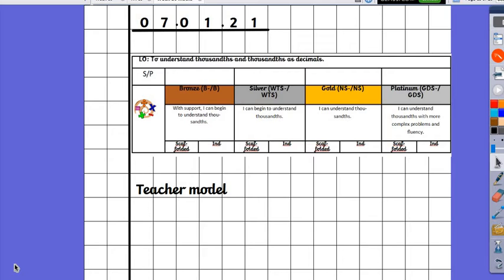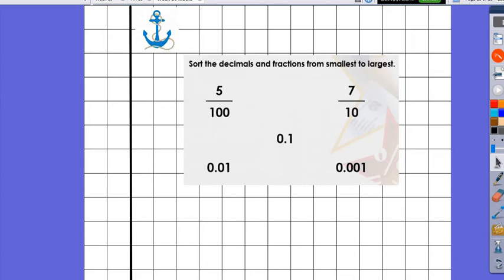So 7th of January today, and today we're understanding thousandths as decimals. So moving through, we'll have a look. Our anchor question is something you should have come across in the past. Sort the decimals and fractions from the smallest to the largest. Thinking about the first step that we take, we've got a mixture of fractions and decimal numbers. Have a think about what our first step would be to solve this question.